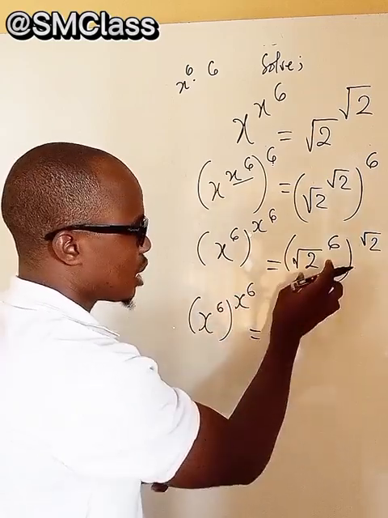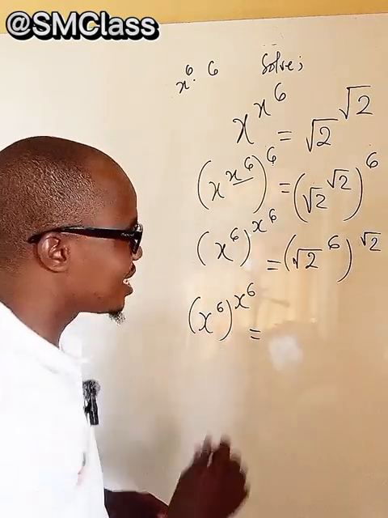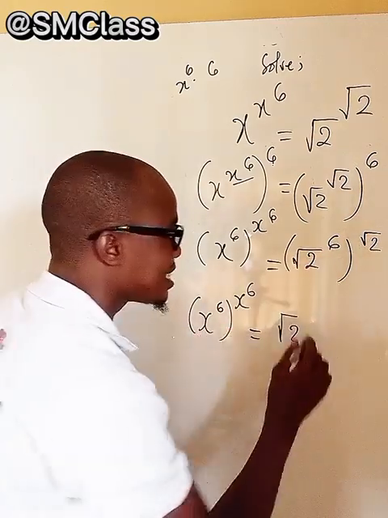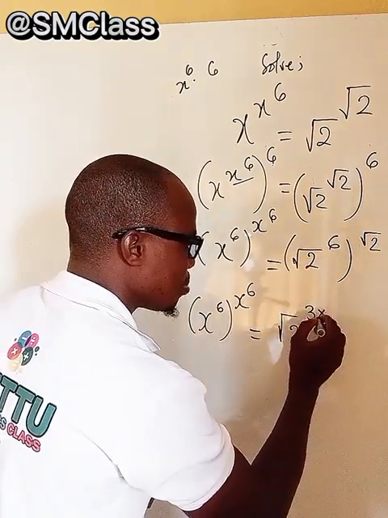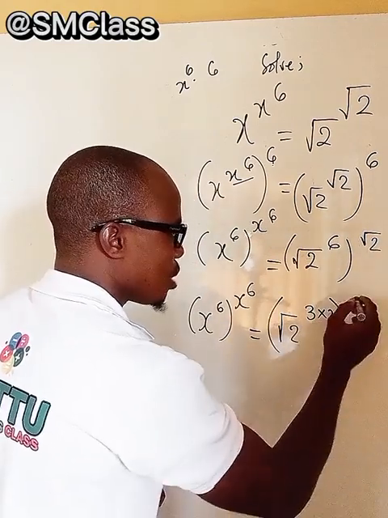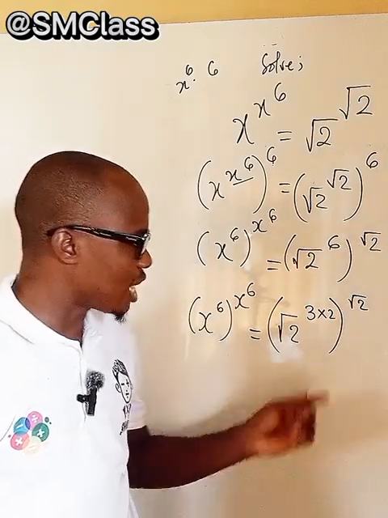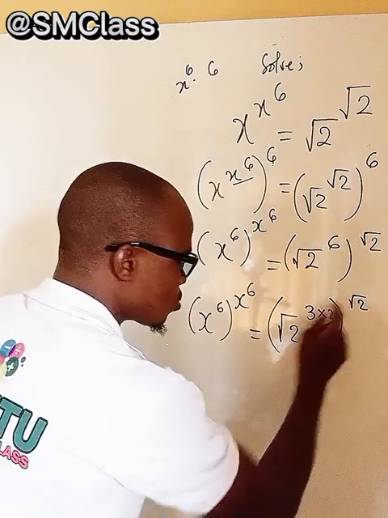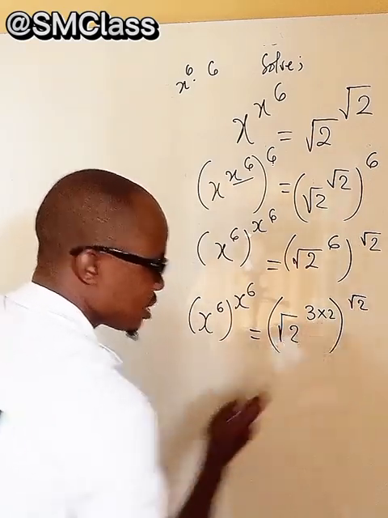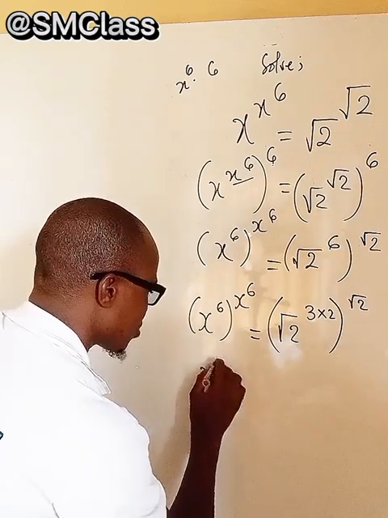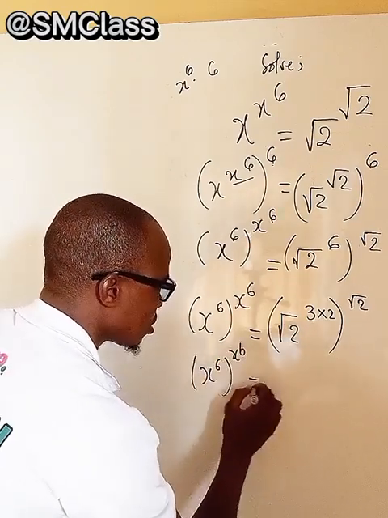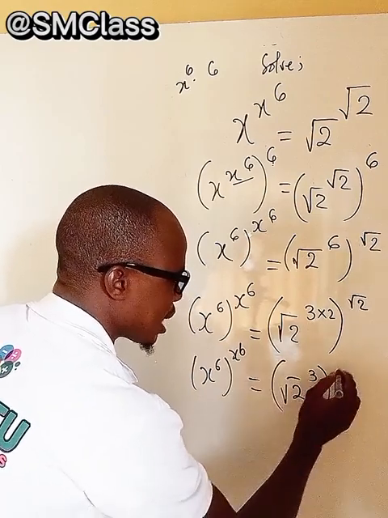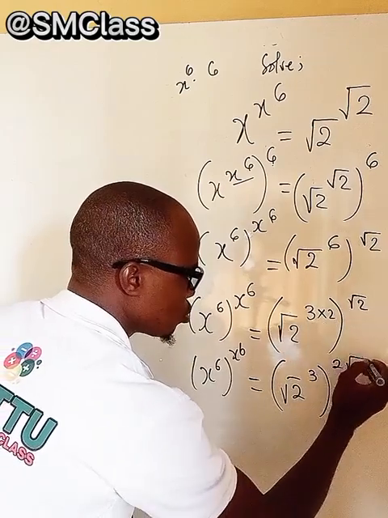Then equals. Now here, I'm going to have root 2. This 6 here, I will write it as 3 multiplied by 2, all right? Then to the power of root 2. I will now take this 2 outside, to meet this root 2 here. If I do that, you see that we're going to have x to the power of 6, x to the power of 6 equals, then we're going to have root 2 to the power of 3 only inside, and 2, we multiply this, we have 2 root 2.